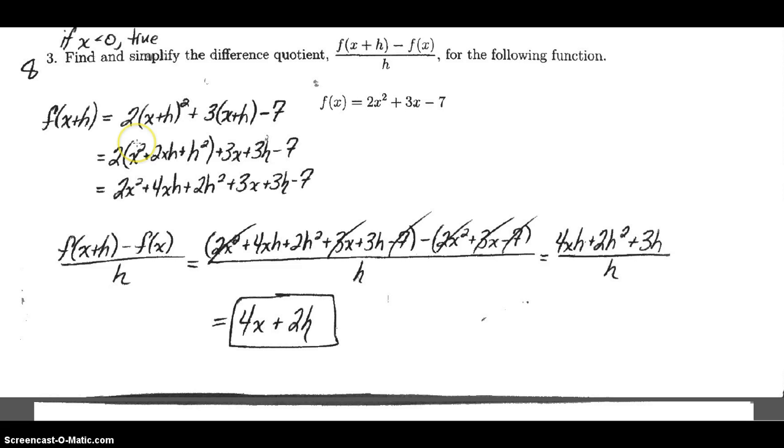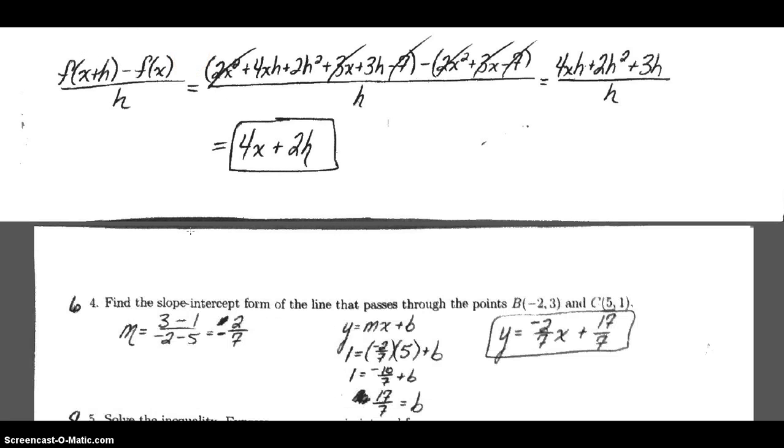Okay, number 3, just a lot of messy algebra. Most things cancel when you get to the end. Notice that we divide top and bottom by h, meaning that every term gets divided by h, and that gives us 4x plus 2h. This is a precursor to derivatives that you'll get into if you do take calculus.